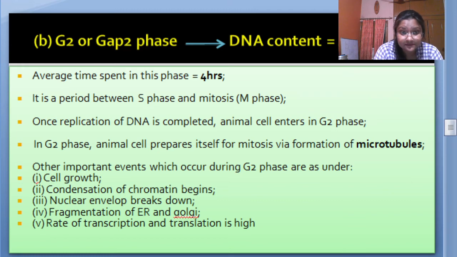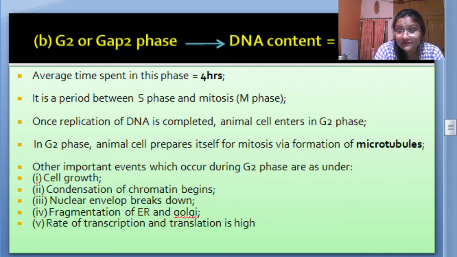Now the animal cell prepares itself for mitosis, because the next phase is mitosis, in which actual cell division will occur. So far the cell had been preparing for mitosis. Only preparation was going on. Actual mitosis has not occurred yet. So G2 phase is the last phase of interphase. Let me tell you what events occur during G2 phase. Cell growth will occur, the cell will grow in size because it has to divide now.